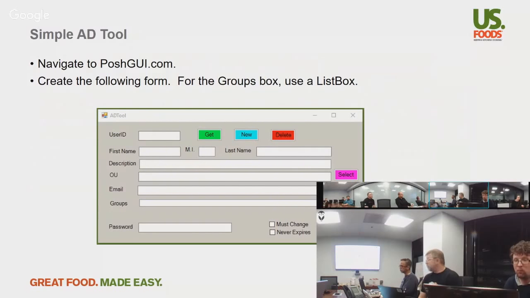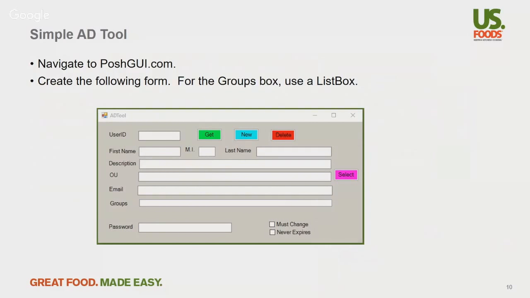Yeah, a little colorful, but I was just playing with it with the buttons and stuff. Here we can see we've got a user ID, just some general details on the user: first name, middle initial, last name, their description, what OU we want them to be in. You see the select button on the right-hand side for the OU. Their email, what groups they would be a member of, and that will automatically populate when it talks to Active Directory.